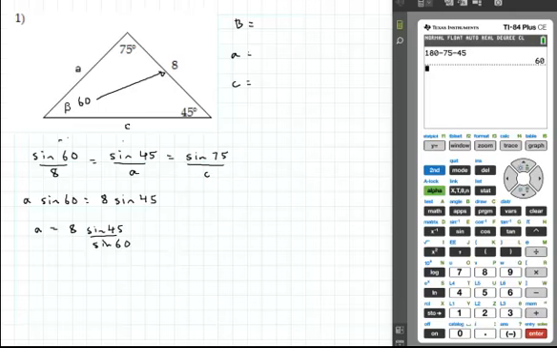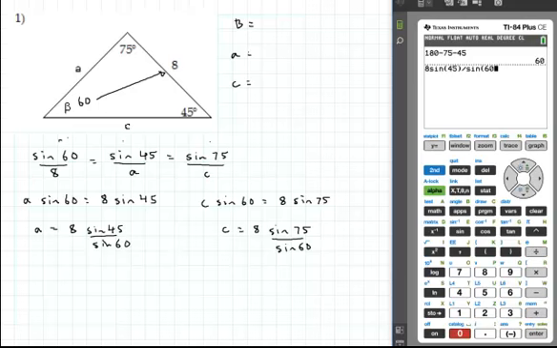I'll cross multiply this first and this last fraction, same way. C times the sine of 60 is equal to 8 sine of 75. And I'll divide by stacking those sines. Go to my calculator. 8 sine 45, close that parentheses, divide by sine 60. And all the while I'm in degree mode. Make sure you're in degree mode. Equals. 8 sine 75 divided by sine 60. And there is your baby A and your baby C.